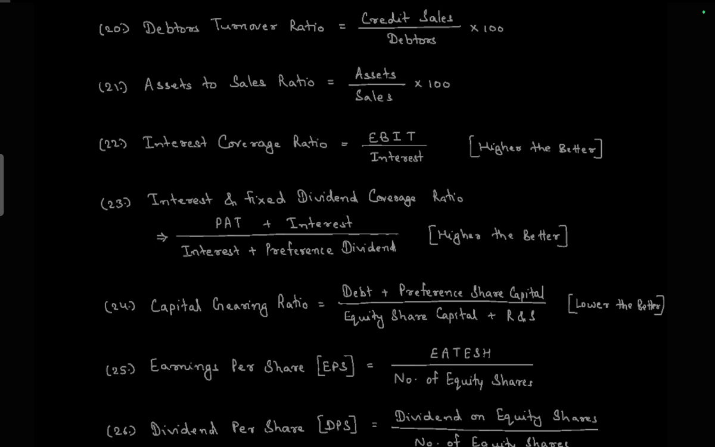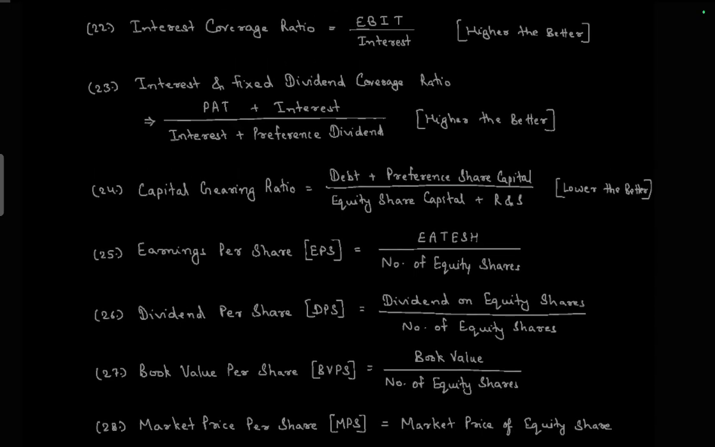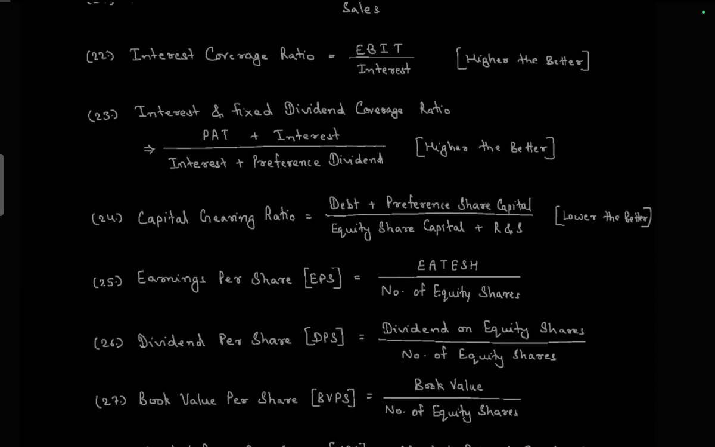Capital gearing ratio. What is the capital gearing ratio? Debt plus preference share capital divided by equity share capital plus reserves and surplus. On debt and preference capital, I definitely need to pay dividend every year. Lower is better. Why? If it is less, I have lower debt, so my responsibility is very small. We can think in such a way.